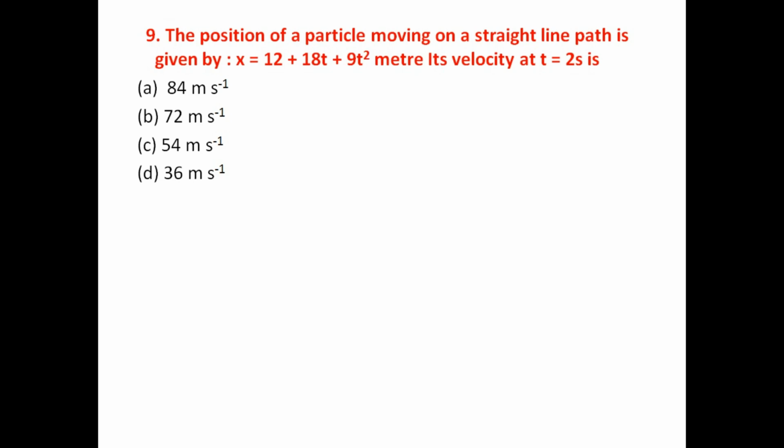Moving on to the next question. The position of a particle moving along a straight line is given by, so they have given us the position of the particle. I'll write the equation: x is equal to minus 12 plus 18t plus 9t square. We have to find the velocity. How do you find the velocity if position is given? Velocity is equal to dx by dt. That means we have to differentiate the above expression.